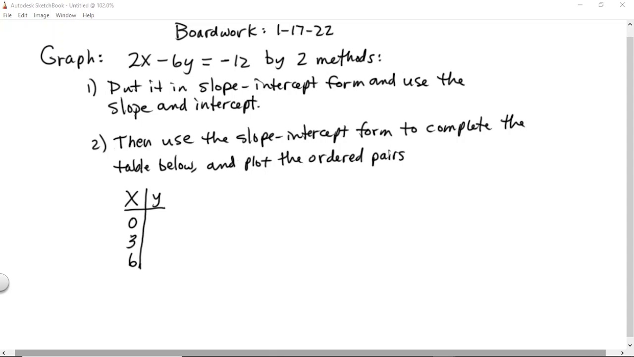So pause the video, see if you can do this, and then after you've done it, start the video, or if you give up, watch a little bit of the video to get some hints.